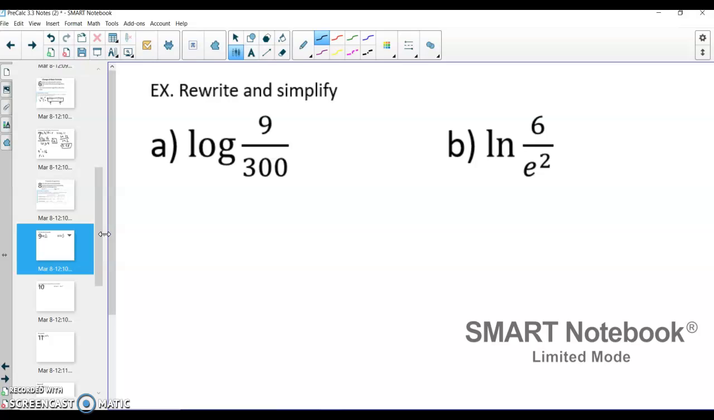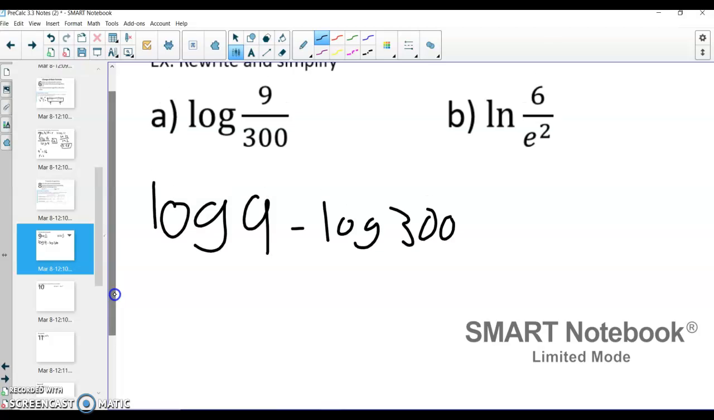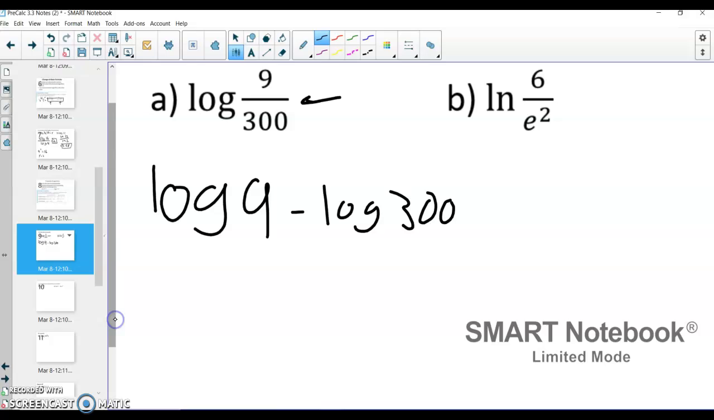So we have log of 9 divided by 300, and what this can turn into would be log of 9 minus log of 300. I'm just leaving it as log because when you don't see anything, it's log base 10. So log of 9, log of 300, and I'm doing subtraction because this was division here. And then I can simplify this down if I want to. I can just plug it into a calculator, log of 9 minus log of 300, and I got the answer of negative 1.52.